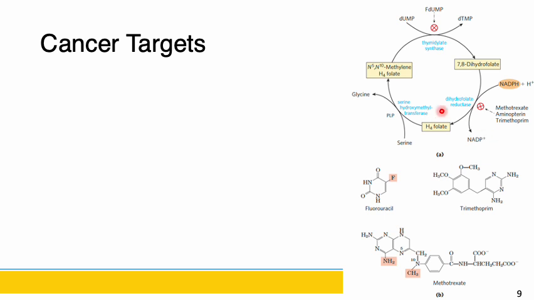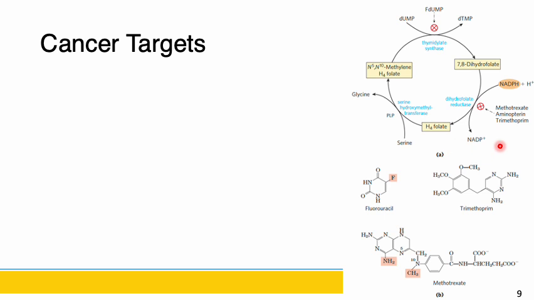So if we just focus on this graph a little bit, we can see that during thymidylate synthesis, N5,N10-methylene tetrahydrofolate is converted to 7,8-dihydrofolate. So the N5,N10-methylene tetrahydrofolate is regenerated in two steps. And this cycle is a major target for several chemotherapeutic agents.